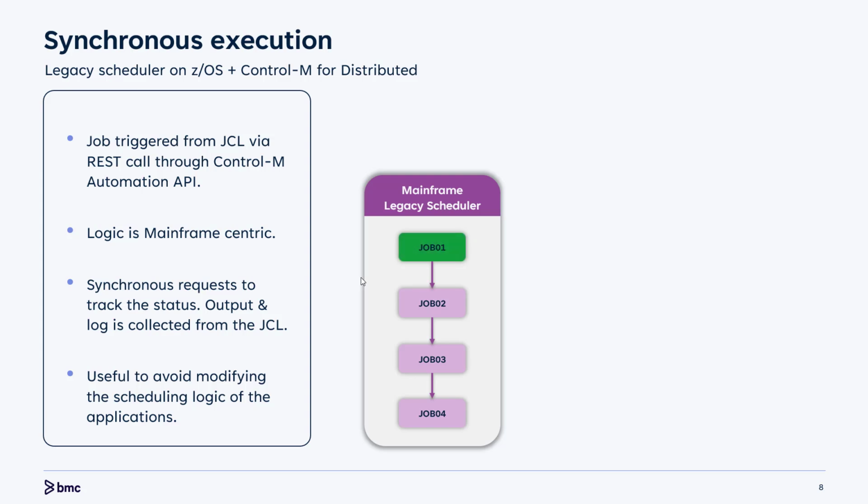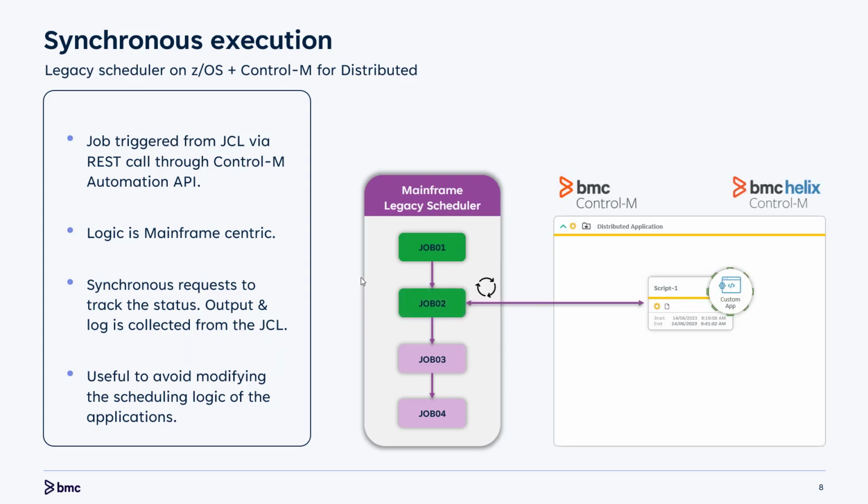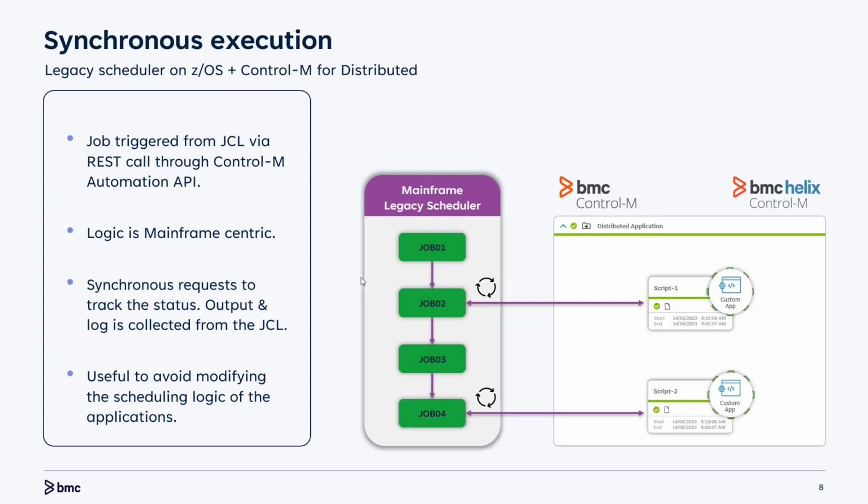So let's imagine this. We have a mainframe legacy scheduler in the middle, running job 1, but after that, job 2 must trigger a job on the distributed side, monitor its status, and collect the output and the logs. We can do it using the automation API. Then job 3 is a GCL that will be executed on the mainframe. And also job 4 is the same case as job 2. It's another GCL that will trigger another script or another job on Control-M for distributed.